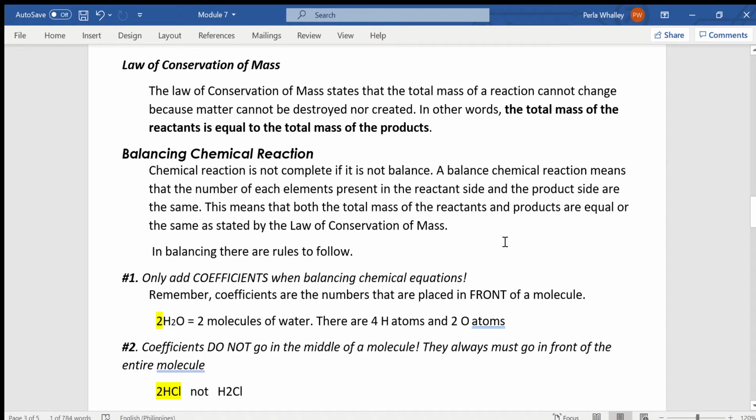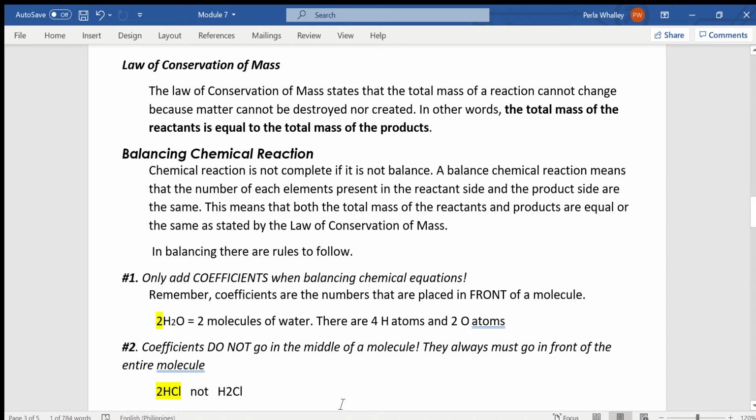In balancing, there are rules to follow. Number one, only add coefficients when balancing chemical reactions. Remember, coefficients are the numbers that are placed in front of a molecule. Example, in 2H2O, 2 is the coefficient. This is equal to 2 moles of water, or if we multiply 2 here to 2 of hydrogen, that means there are 4 hydrogen atoms and 2 oxygen atoms. This 2 is multiplied to the elements of the molecule.